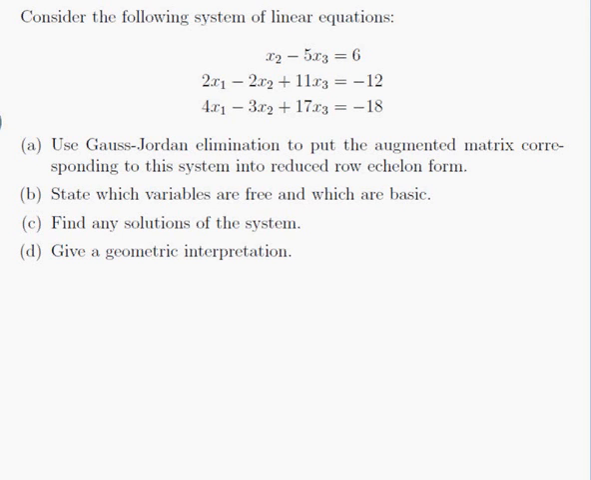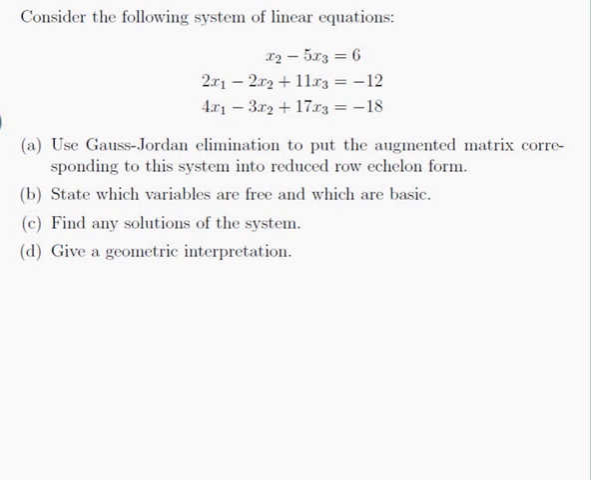Consider the following system of linear equations. x2 minus 5x3 is equal to 6. 2x1 minus 2x2 plus 11x3 is equal to minus 12. 4x1 minus 3x2 plus 17x3 is equal to minus 18.